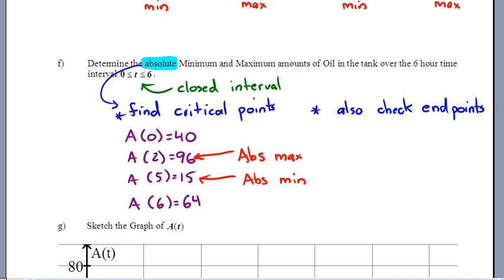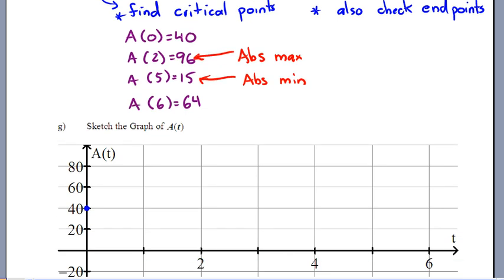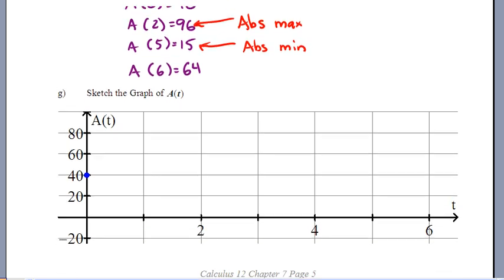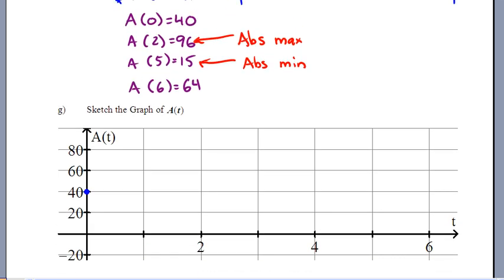Sketching the graph? Sure, I can do that. I can do a really rough sketch just by putting in these local minimums and maximums. So we begin with 40. Then at time 2, we're up to 96, so that's up here. At time 5, we're down to 15. And then at time 6, we're up to 64, somewhere in there. I could even use my calculator to do a more accurate version, but if it's just a sketch, this is probably fine, right?